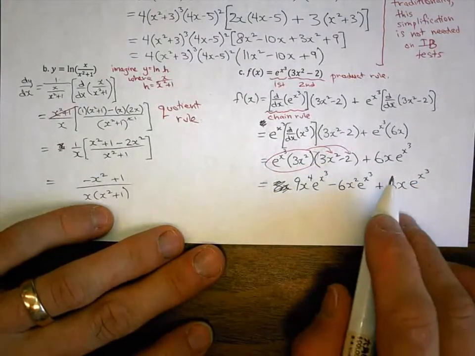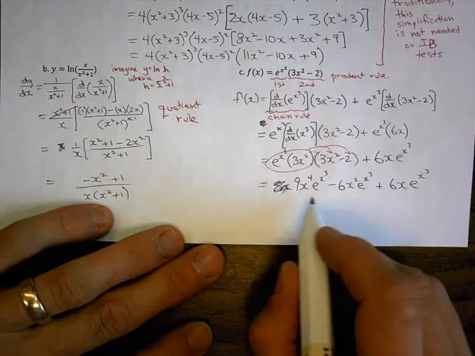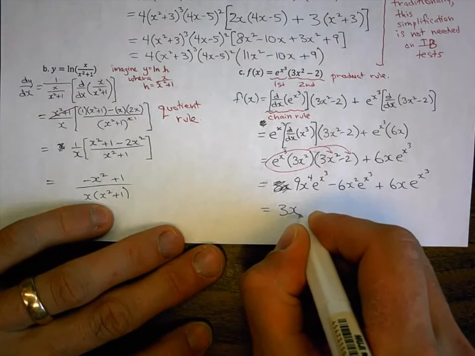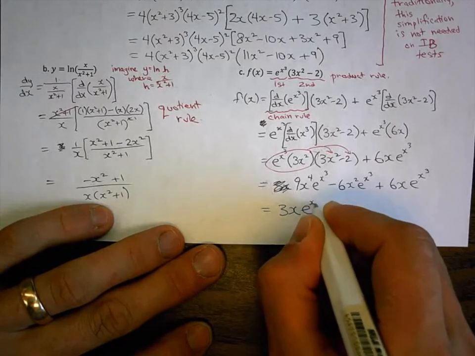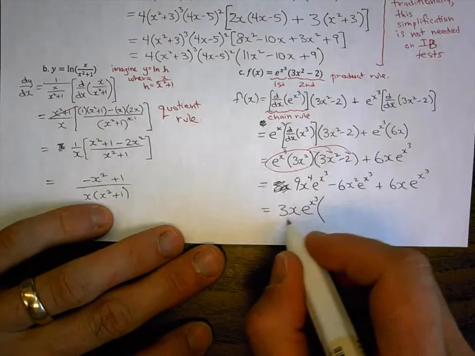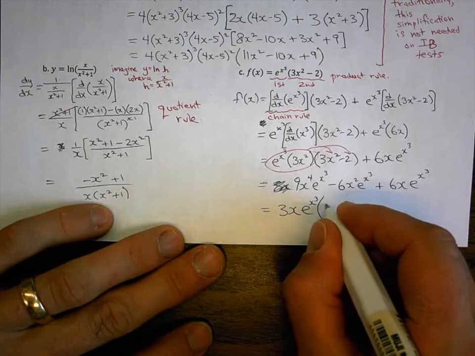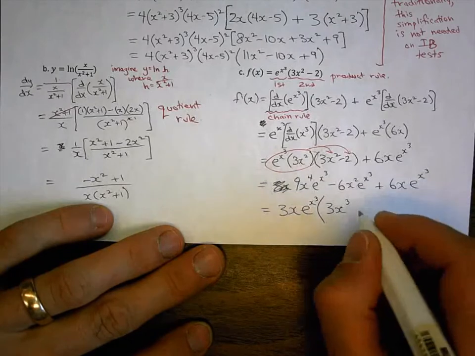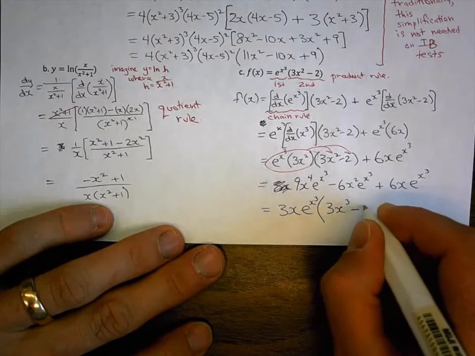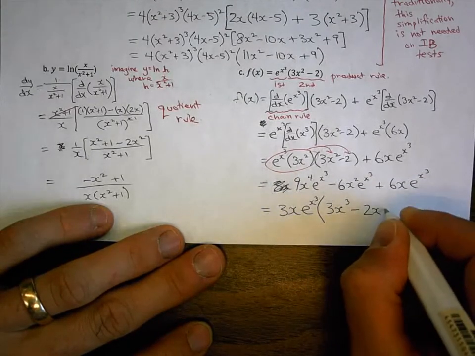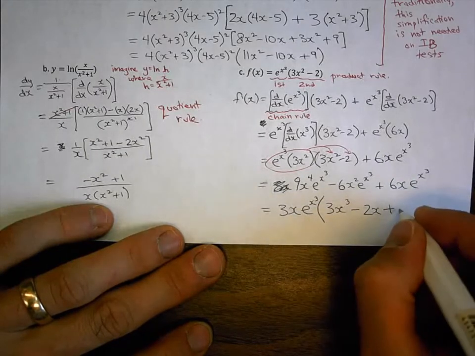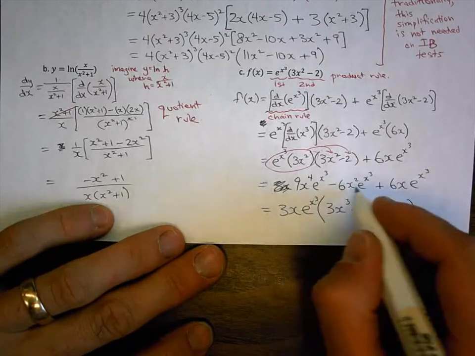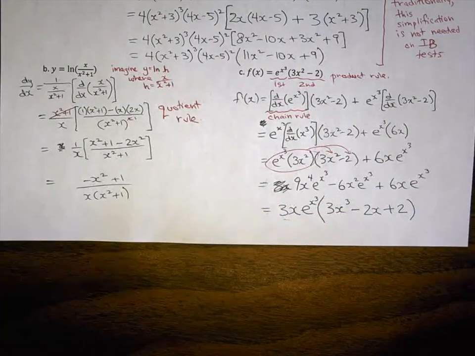There is a common factor here, which is, well, these are all divisible by 3x e to the x cubed. So let me factor that out. When I do that, I'm left with 3x cubed minus 2x plus 2. So I factored this, I divided each of these terms by that factor, and there's my final answer in factored form.